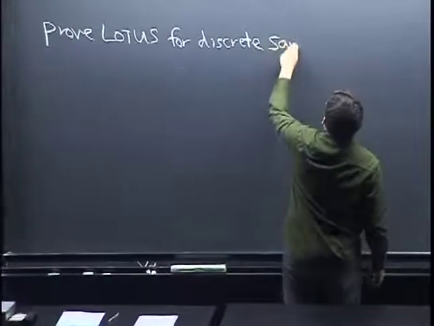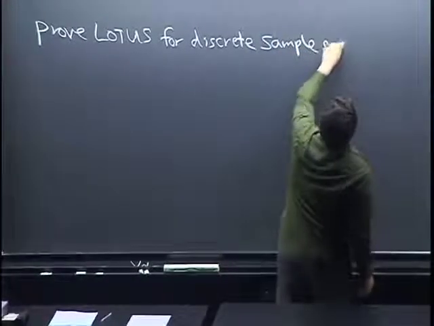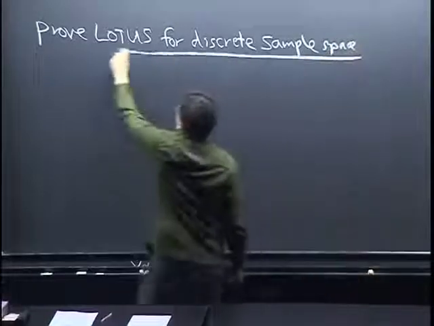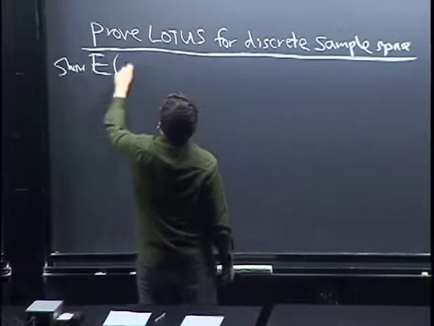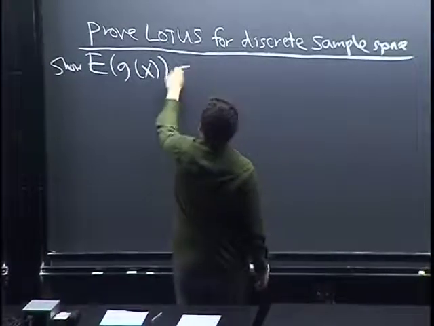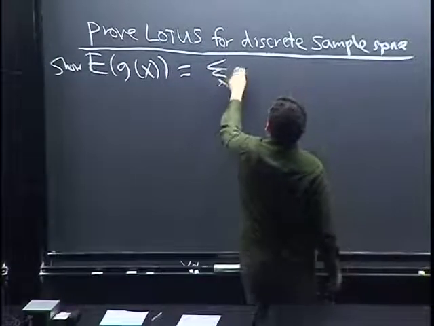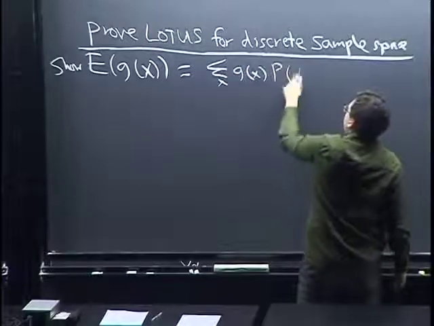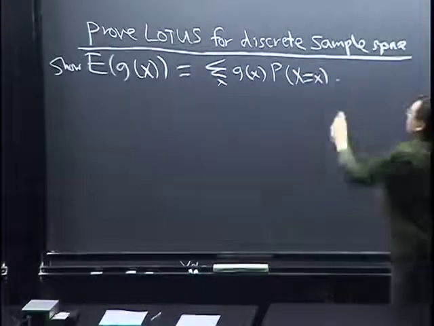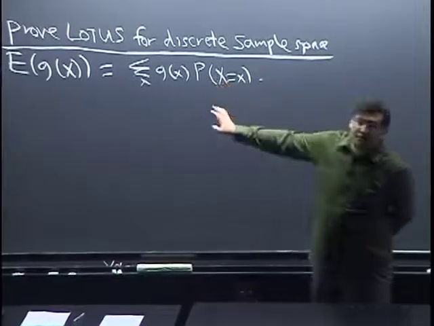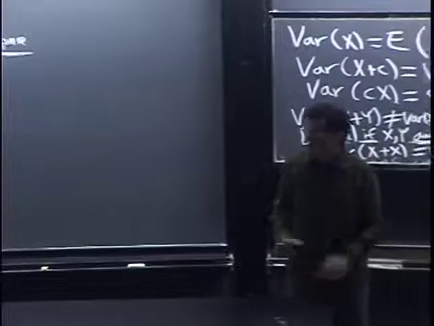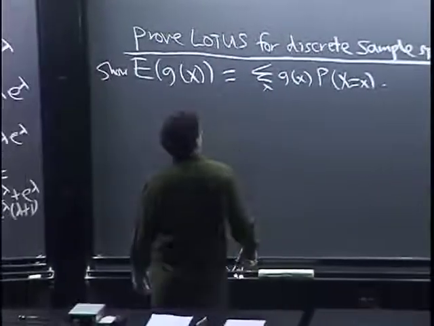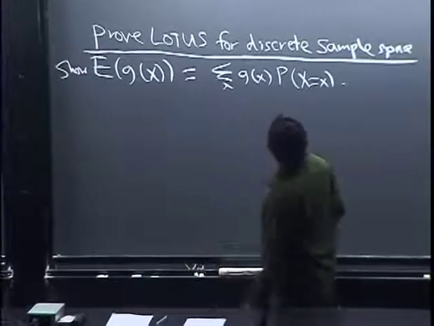So this is enough to give you the idea. So for discrete sample space, the statement is that the expected value of g of X can be written as the sum of g of x times the probability that X equals x. So, right, we can use the PMF of X. We do not have to first work on figuring out the distribution of g of X. So that's what we're trying to do. So let's think about it.